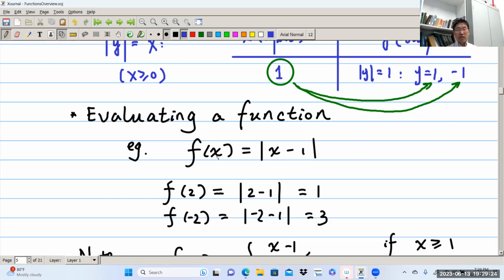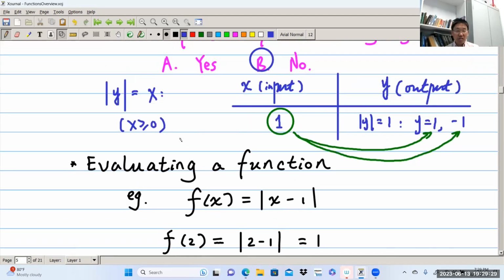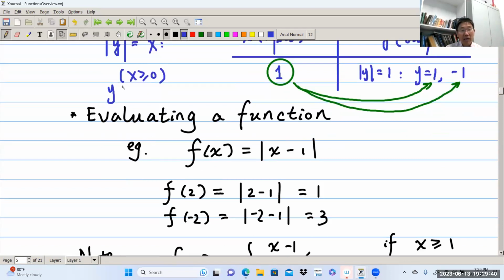So let's consider this function f of x equals the absolute value of x minus 1. I don't know if you're confused here, right? In the previous poll it is the absolute value of y equals x. We know that equation does not define a function. But if I have y equals the absolute value of x, is this a function? Then this is a function of x, right? Because the absolute value of any number is just one positive value. You cannot have different answers. So this one is no, but this one actually is yes. This is a function. This is not a function.